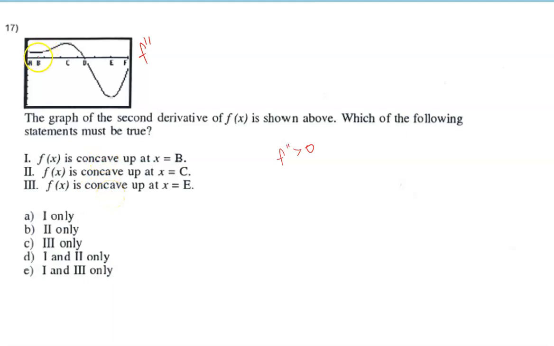Okay, at x equals b, right here, is this graph positive? Yes, it is. At x equals c, is the graph positive? Yes, it is. At x equals e, is the graph positive? No, it is not. It is below the x-axis. So our answer is D, statement 1 and 2.